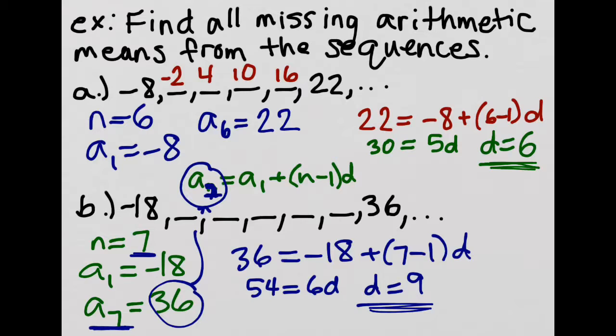So if we do negative 18 plus 9, we'll get negative 9. Negative 9 plus 9 is 0. Plus 9 is 9. Plus 9 is 18. Plus 9 is 27. Plus 9 is 36. So those are the correct answers. Now you guys could be smart enough to figure out, or clever enough I should say, to figure out another way to do these. And that's fine. If you figure out another way to figure out what those middle numbers are, that's okay. But this is the tried and true way to figure it out no matter what.